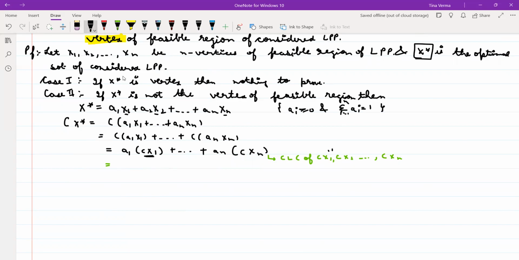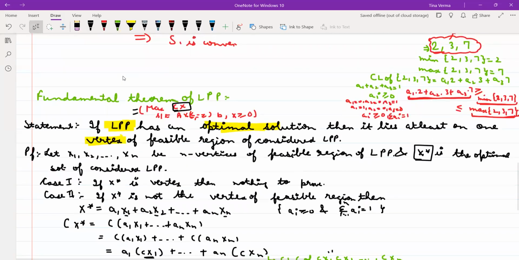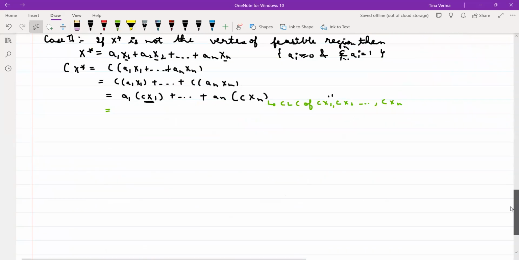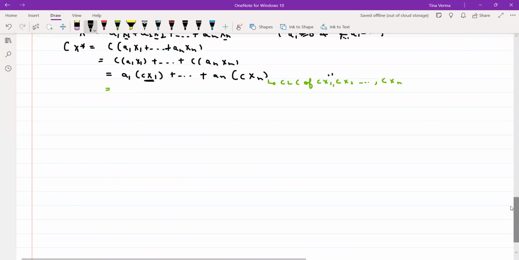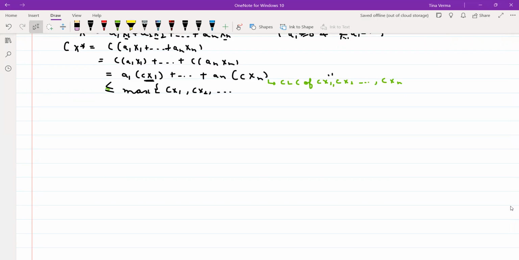So you can also understand in this way that this is nothing but the CLC of cx1, cx2, cxn. Now we have done this: whatever my CLC will be, it will always be less than the maximum and greater than the minimum quantity. So if I am considering the maximum case, that will be less than or equal to the maximum of cx1, cx2 and cxn. So I am taking this as some particular value. I said that this is cxp, where I am taking the maximum value.